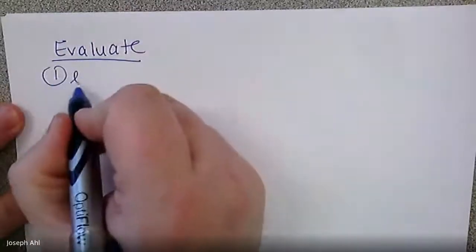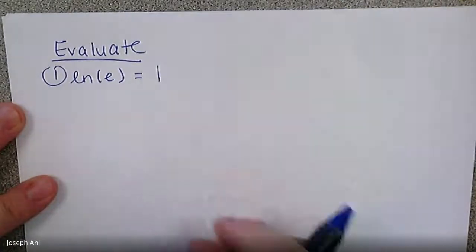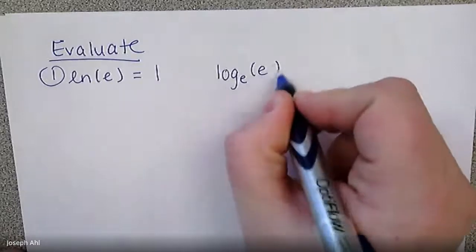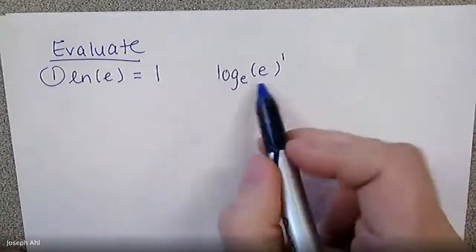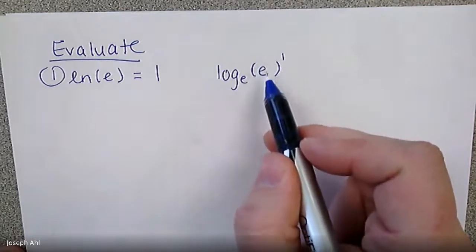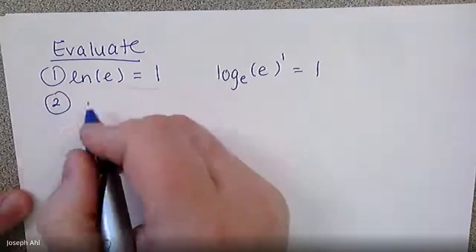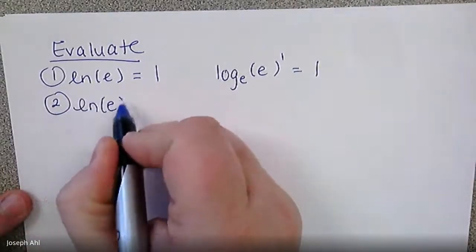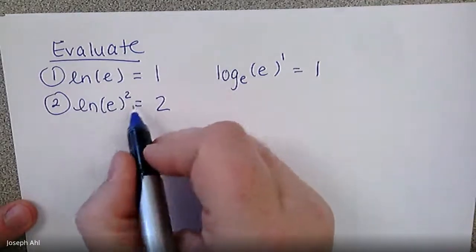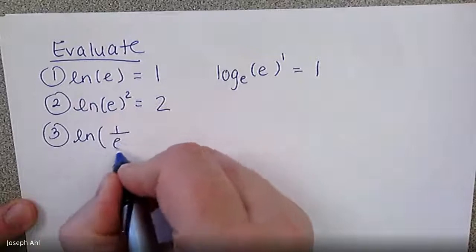So first and foremost, if I said, what's the ln of e? The ln of e is 1. Because remember, this is the same thing as saying log base e of e. So if the power here is e to the first, then when the base of the log and the base of the exponential match, the answer is the exponent. Okay, so then I can pretty easily extend this to ln of e squared. ln of e squared is 2. Because log base e of e squared is 2. What about the ln of 1 over e to the 5th?